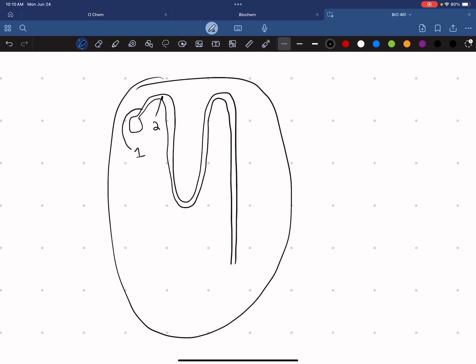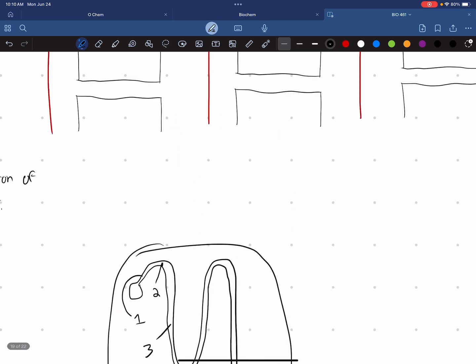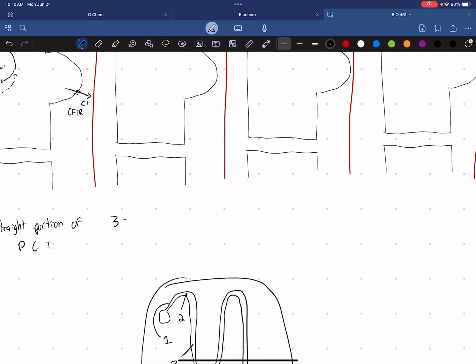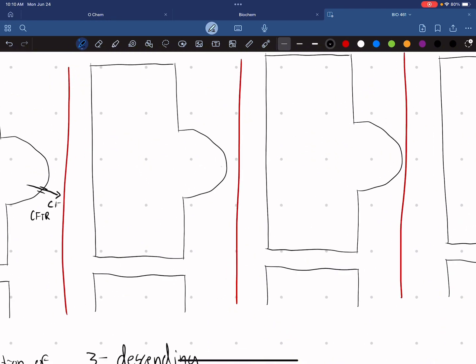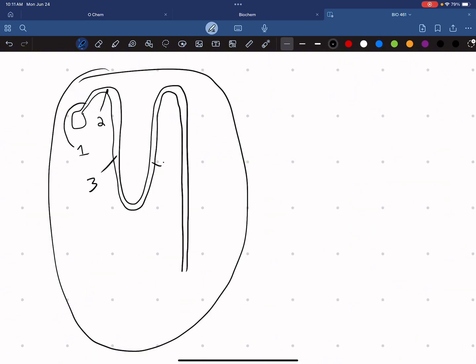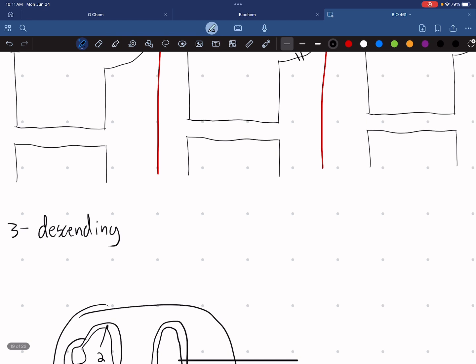Our next section here will be number 3, and this is our descending section. And the descending section is pretty straightforward. There's not a lot that is going on here except for the reabsorption of water through the cells back into the blood. So now for number 4, here we have the ascending section.